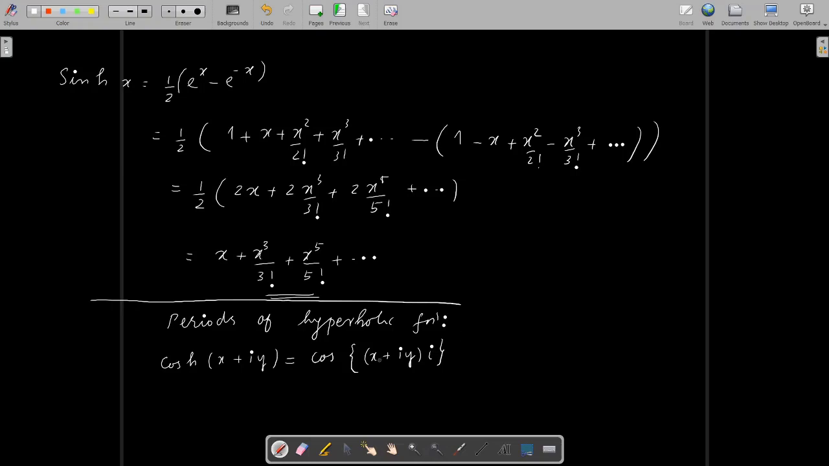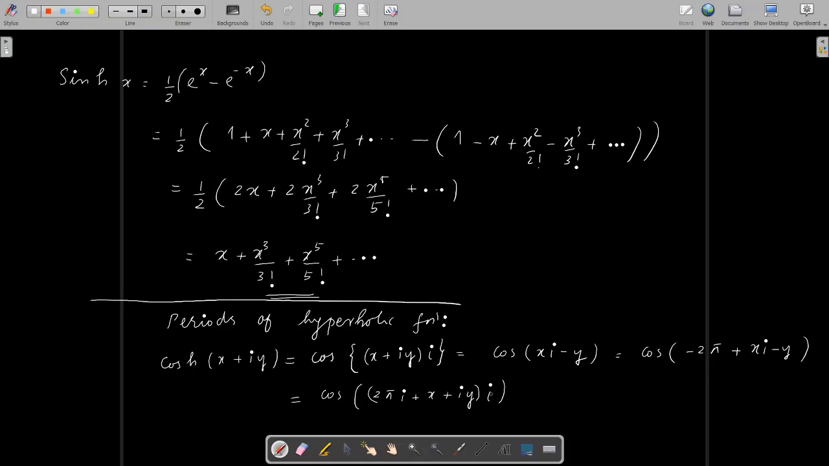Okay, so you can write that y by this one. So that's equal to cos of xi minus y. So that is equal to cos of minus 2 pi plus xi minus y. That is equal to cos of 2 pi i plus x plus iy times i.